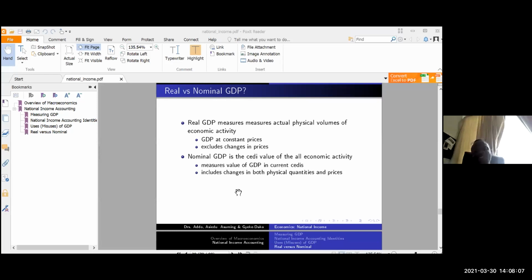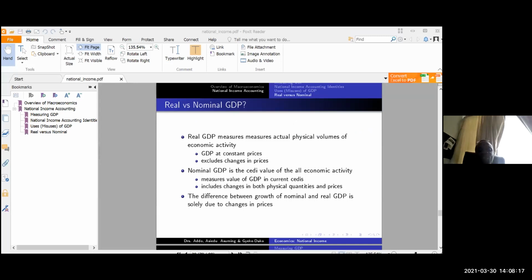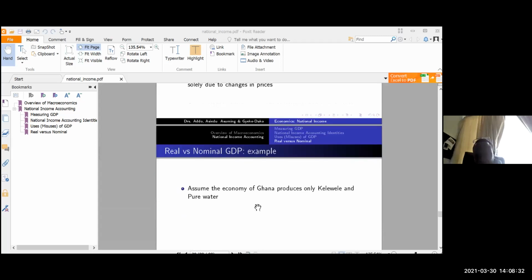So nominal GDP is the value of all the economic activities that we have. The difference between the growth of nominal GDP and real GDP is solely due to changes in prices. So that is the difference. What do we mean by all this English?